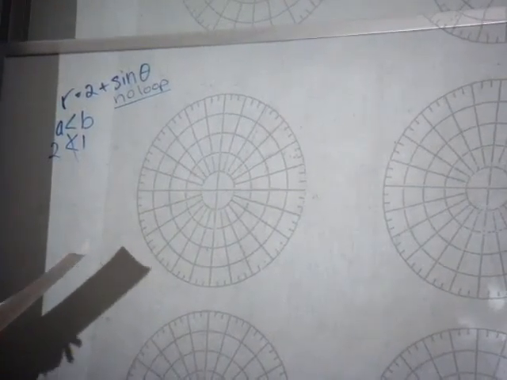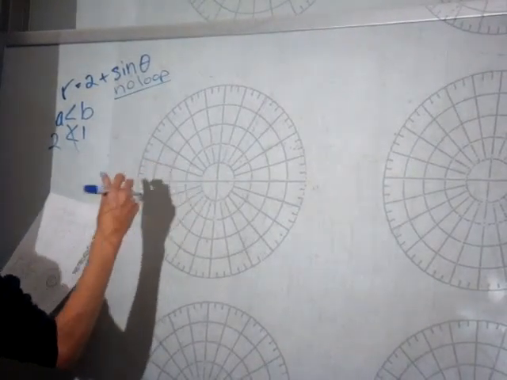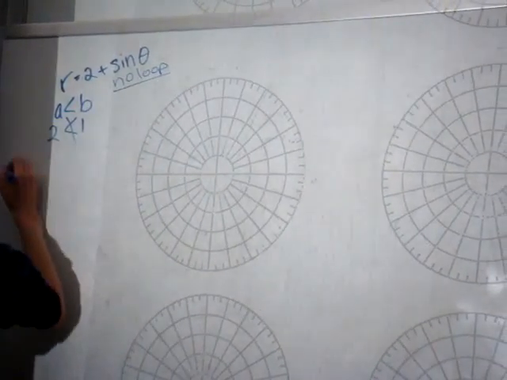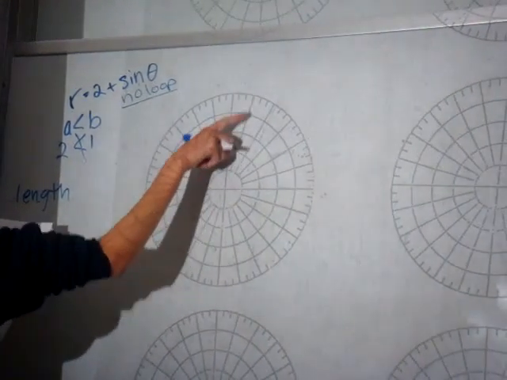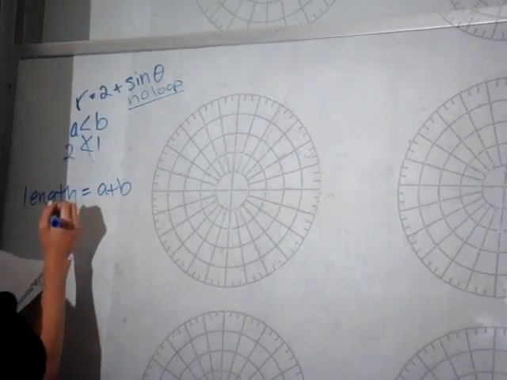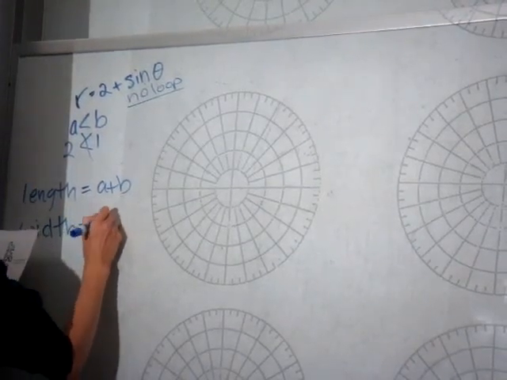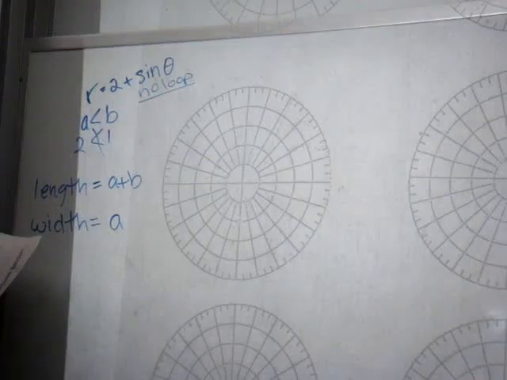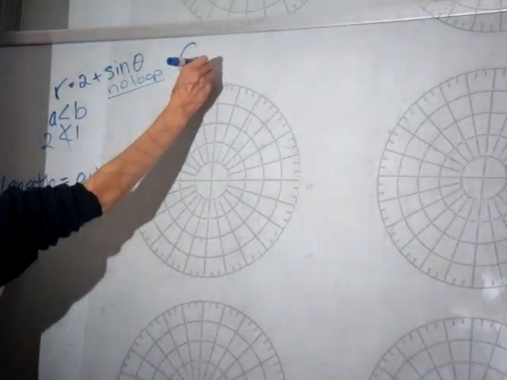Then what? Okay. And so then, since we're not making tables of values, you look at the equation and you see that the length, let me write this up here, the length from the origin to whatever point it is out here, is equal to a plus b, and then the width across for each side is equal to a, and since it doesn't have a loop, you go from the origin down because it's sine, so it's like this.